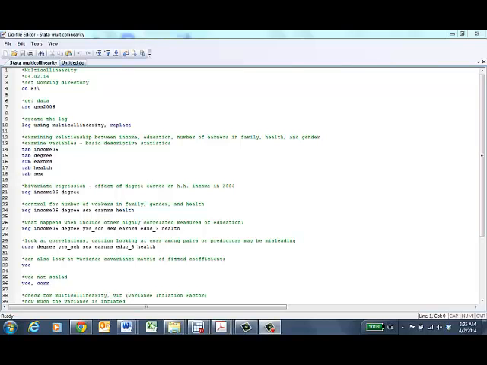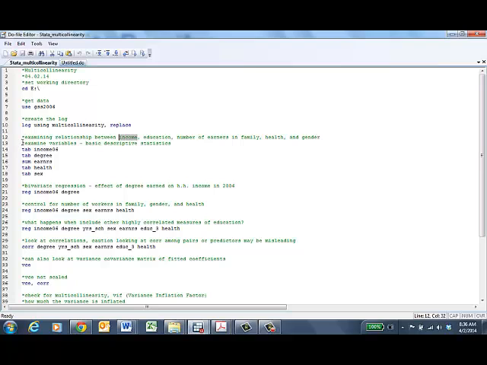This video covers detecting multicollinearity in OLS models. Today we're going to use the General Social Survey from 2006. Once I pull in the data, I'm going to use this data to examine the relationship between income, education, number of earners in the family, health, and gender. In particular, I would like to know what the effect of education is on the household income in 2006.